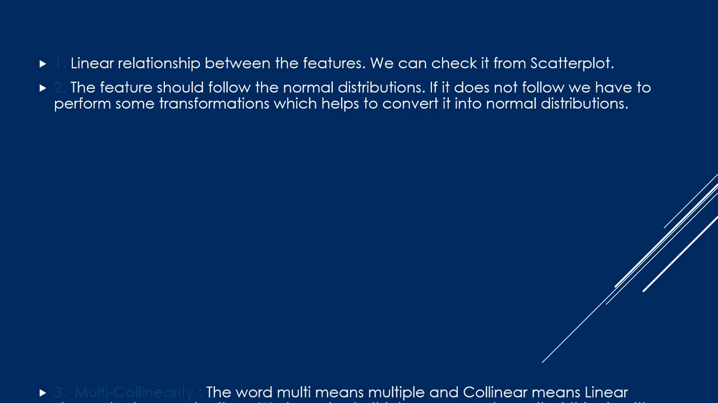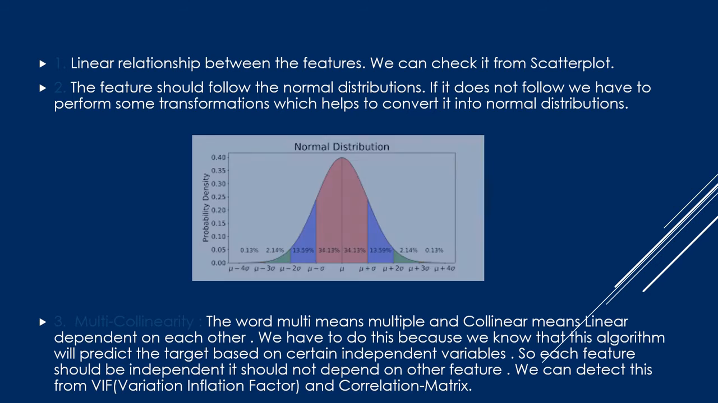First, there should be a linear relationship between the features. We can check it from a scatter plot. Second, the feature should follow the normal distribution. If it does not follow, we have to perform some transformations which help to convert it into a normal distribution.